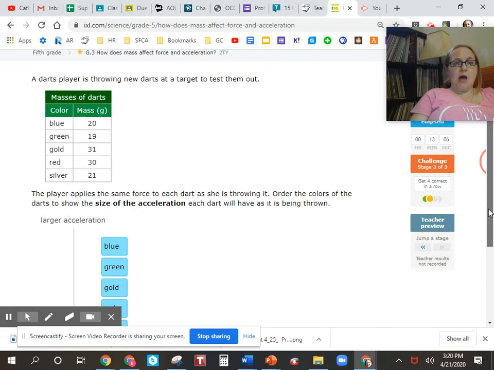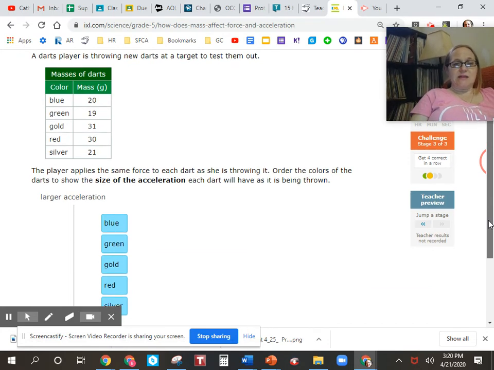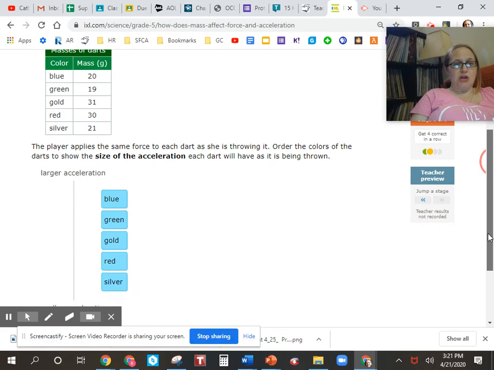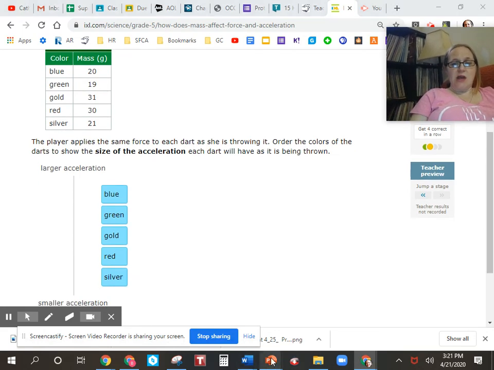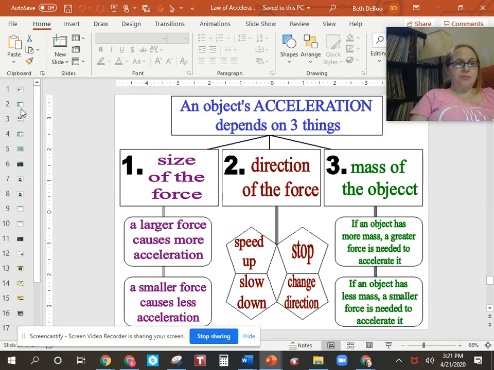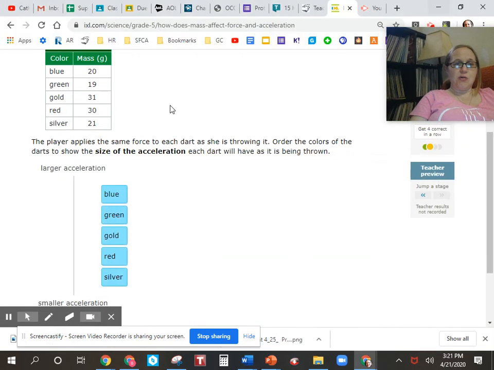Okay, a player is throwing new darts at a target to test them out. The player applies the same force to each dart. Order the colors to show the size of the acceleration. So this time I'm thinking about acceleration, and I can look back at my notes. I remember at the very beginning, this was a slide that was really helpful. Okay, that if it has less mass, it accelerates faster. If it has more mass, it accelerates slower.